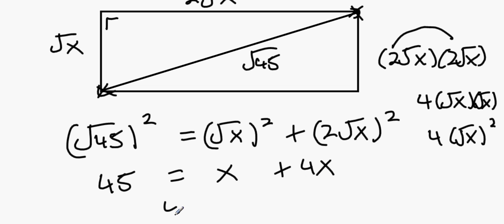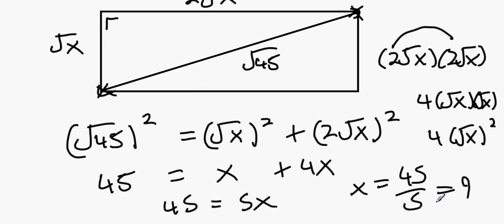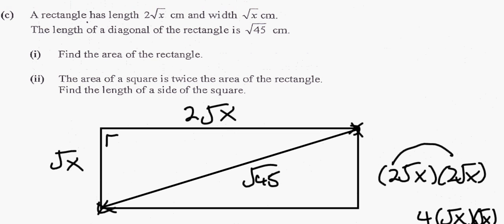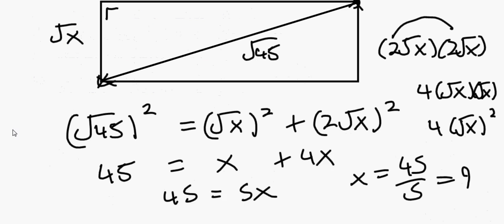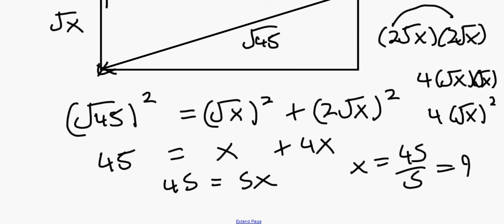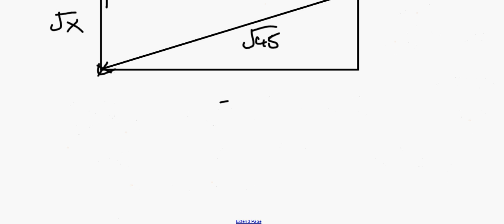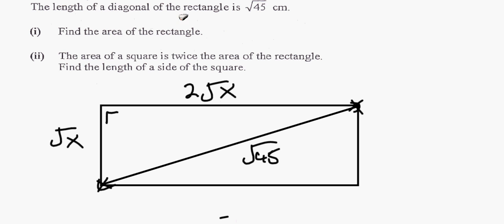Therefore, 45 equals 5x. x equals 45 divided by 5. x is equal to 9. Now, if the area of the square is twice the area of the rectangle, find the length of each side of the square. Now, we know that x equals 9. So what we can do here is basically say that this here is 9, and this here is 9.